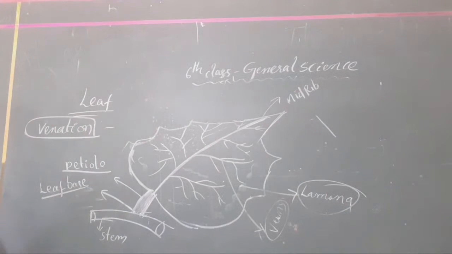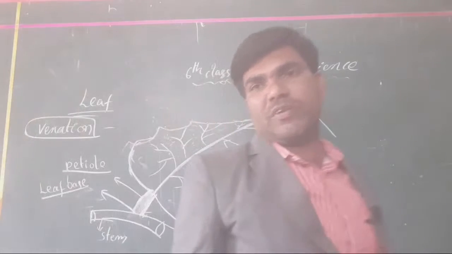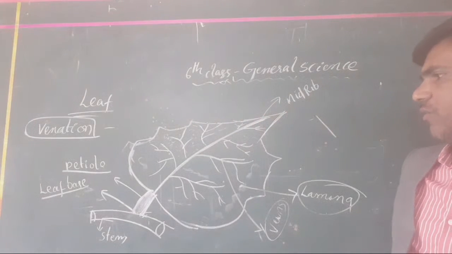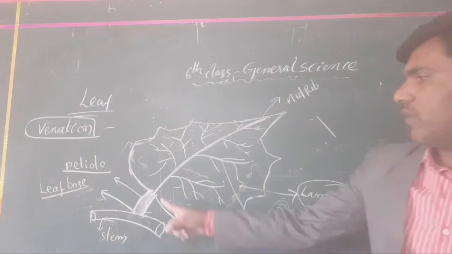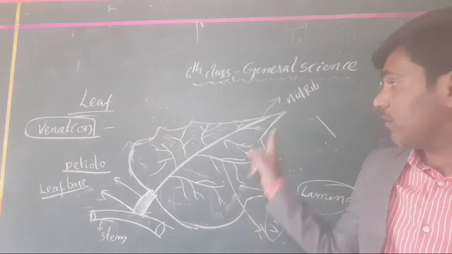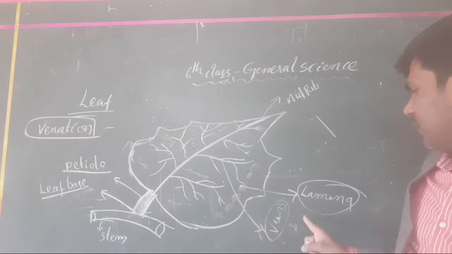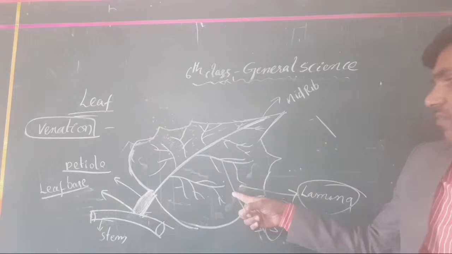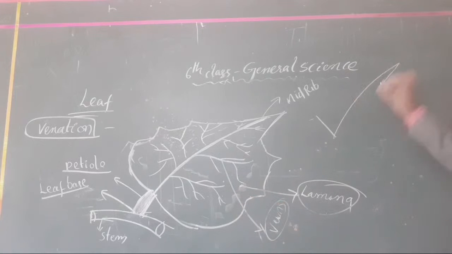What is venation? Once we observe the different leaves, okay? Different leaves are there here. This is the midrib, and these are the veins. That midrib is connected to the different types of veins. Some veins look like this. In some particular plants, veins are like this here.